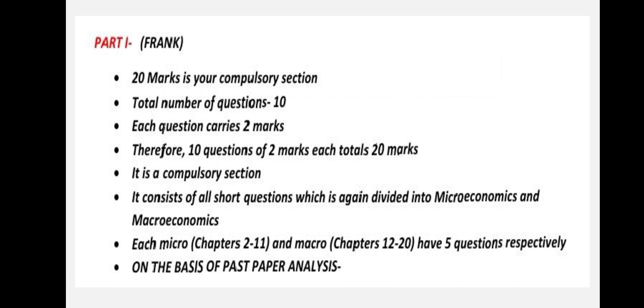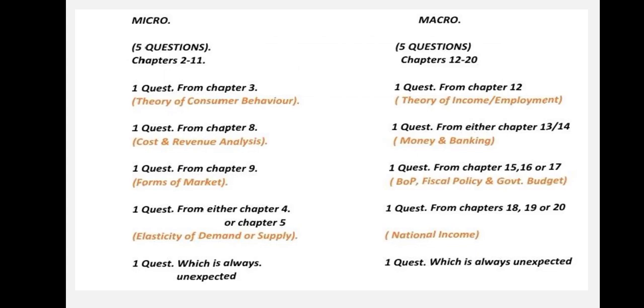If I talk on the basis of past paper analysis, we have analyzed that your 5 questions will be from microeconomics and the next 5 questions will be asked from macroeconomics. Coming on the left hand side, 5 questions from micro section, that means chapters 2 to 11. One question will be asked from chapter number 3, that is your theory of consumer behavior. One question from chapter number 8, that is your cost and revenue analysis. And one question from chapter number 9, that is forms of market.